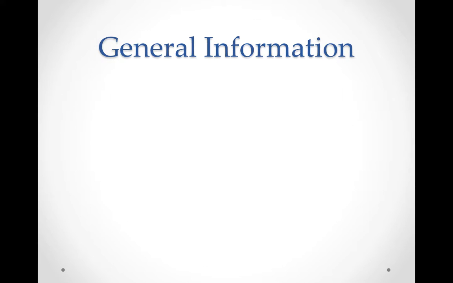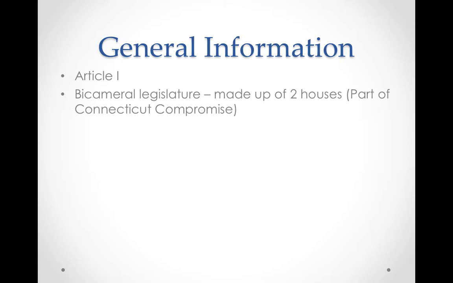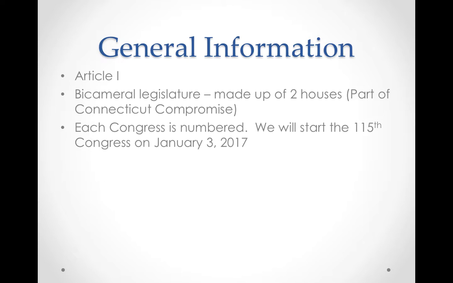Just some general information on Congress. Obviously, we talked about this. Article 1, review. We created a bicameral legislature made up of 2 houses. This was part of the Connecticut Compromise, where we compromised between the Virginia Plan and the New Jersey Plan.